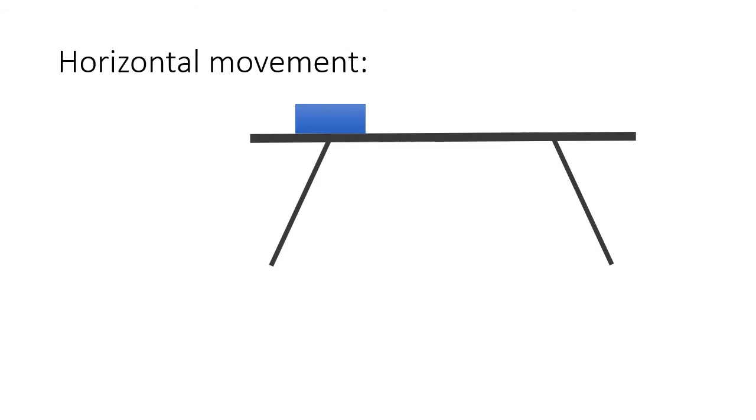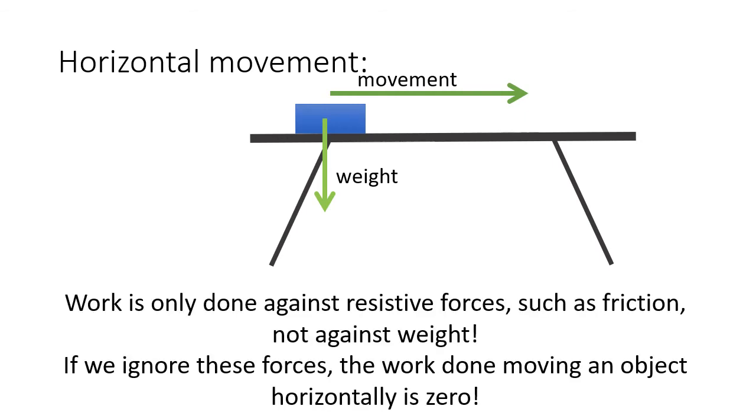There is another example of considering the direction. You can see if a box is placed on the table, its weight is acting downward, but its movement is in the horizontal direction. So work is only done against resistive force such as friction, not against weight. If we ignore these forces, the work done moving an object horizontally is zero. So if you want to calculate the work done on an object, you should consider the friction force and the distance covered by the object.